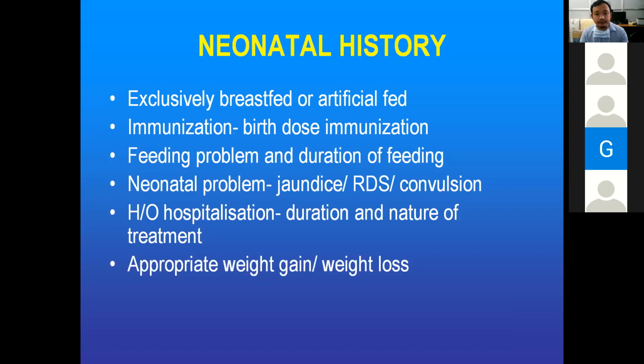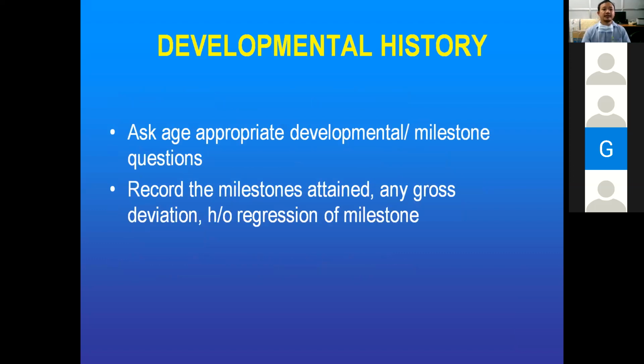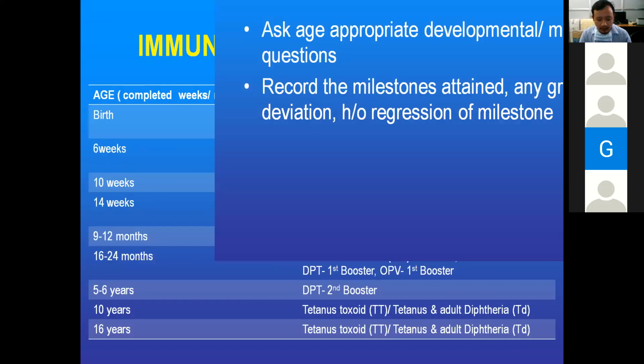This should be recorded. Next is developmental history. In developmental history, we have to ask appropriate developmental milestone questions. Record what are the milestones attained, and if there is any gross deviation, that should also be recorded. And if there is any history of regression of milestones, that should be recorded. We should emphasize that we should ask appropriate developmental or milestone questions.